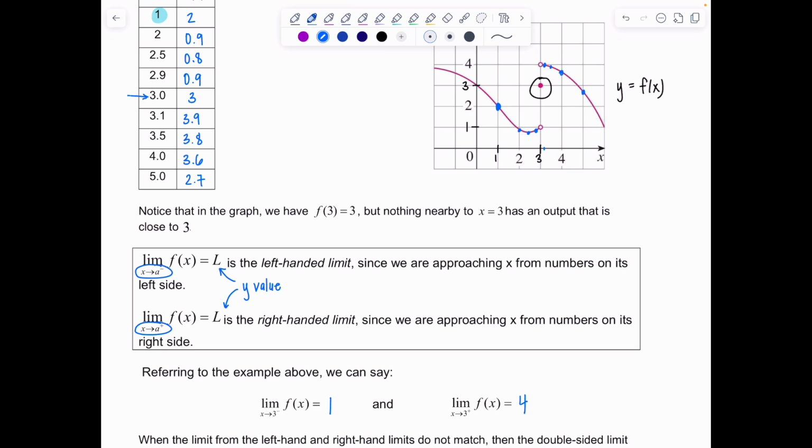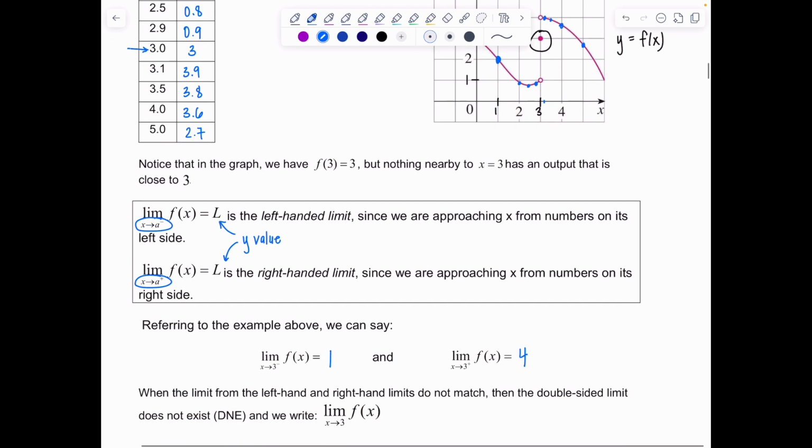Now, in this particular situation, when the limit from the left hand and the right hand do not match, then the double-sided limit does not exist, and we write the following. We say the limit as x approaches 3 of f of x DNE. We love abbreviating in math. We're not going to write out does not exist if we don't have to. Now this is the double-sided limit because notice we didn't say from which side we're approaching.